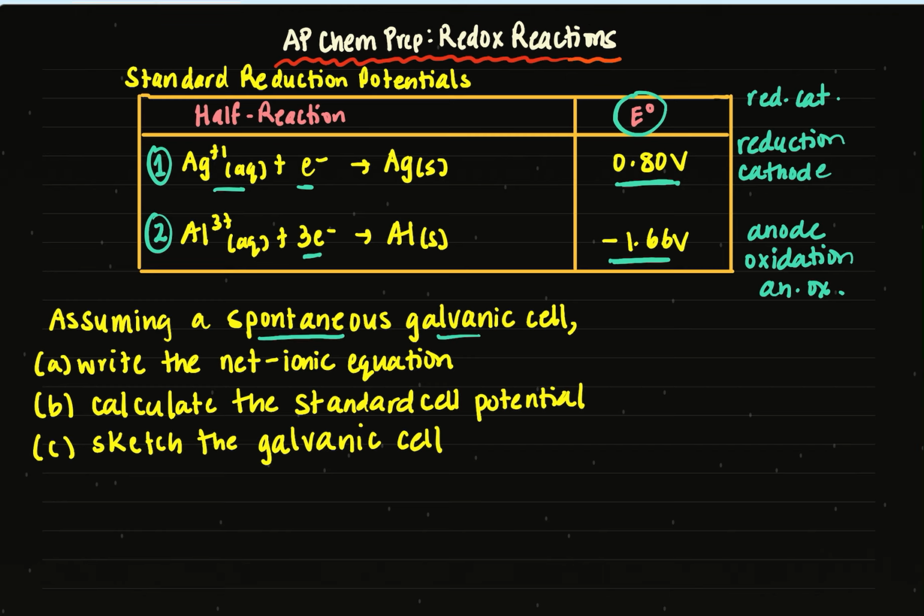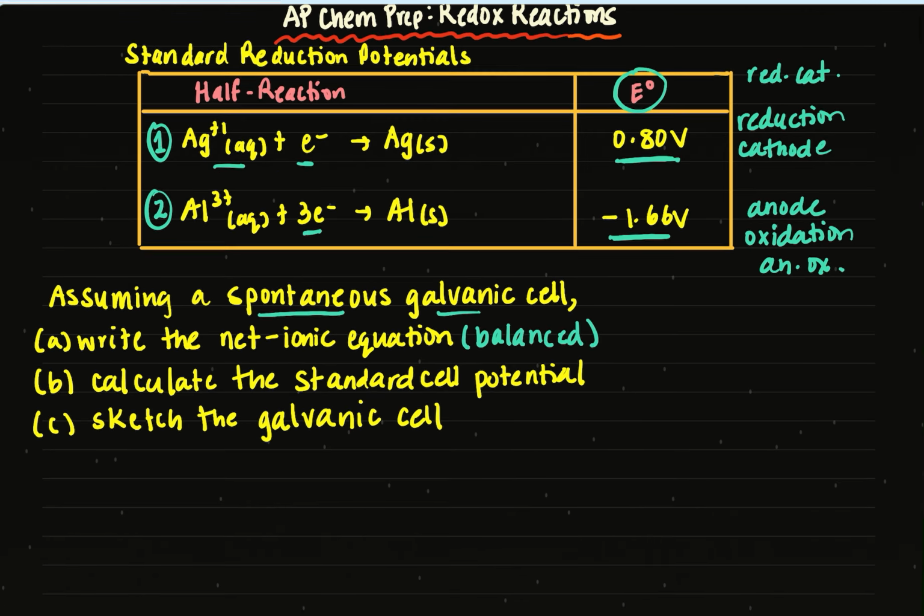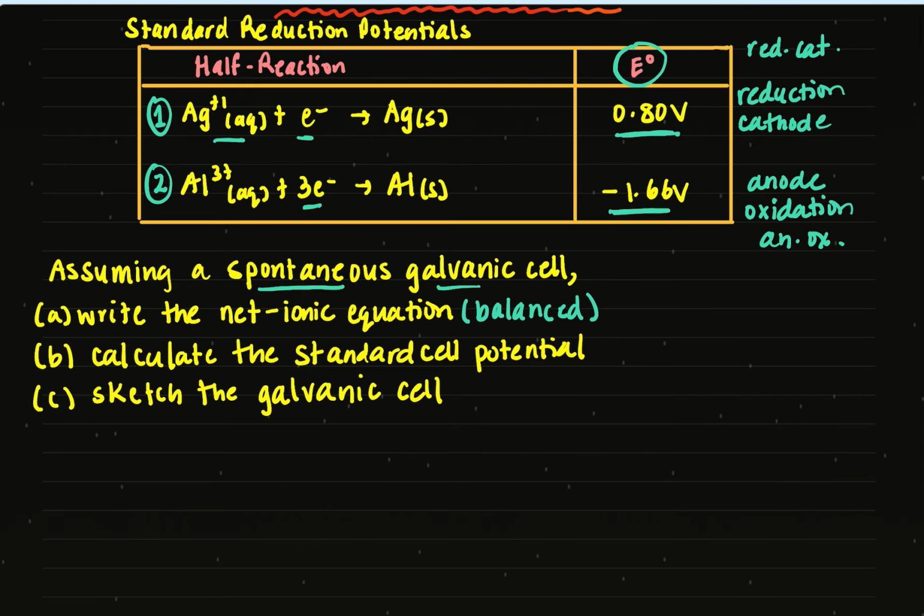Now that I know that, I can answer part A, which is to write the net-ionic equation, and it needs to be balanced. How we do that is we write down our half reactions. Let's start with our oxidation. So the oxidation is the aluminum. Now just be careful, again, over here it's written as a reduction. So I need to flip the equation to show that my electrons are getting lost. So we're going to say aluminum solid produces aluminum 3+ ions and 3 electrons. Okay, oxidation, loss of electrons.